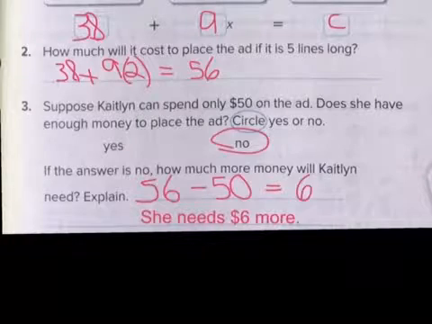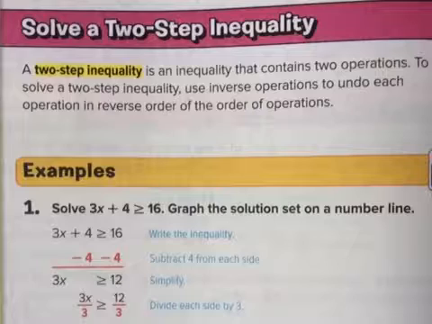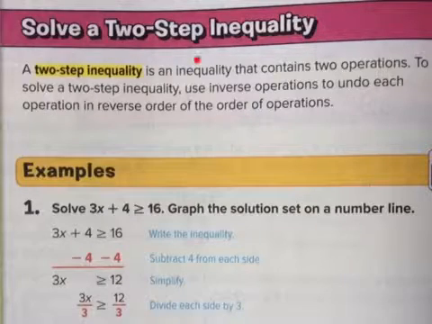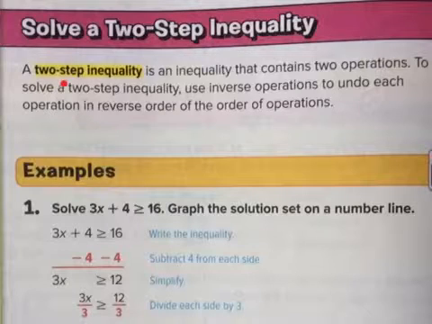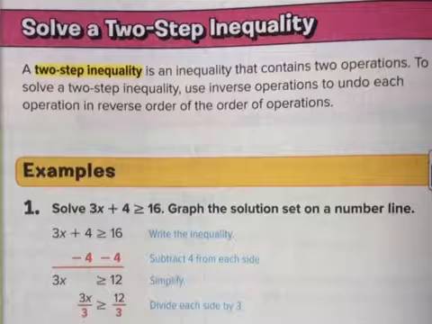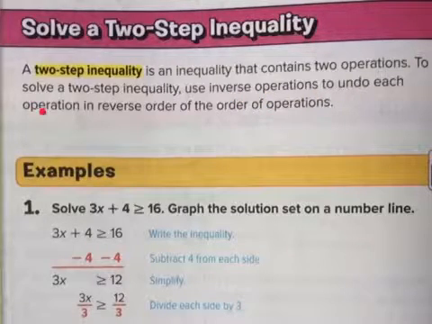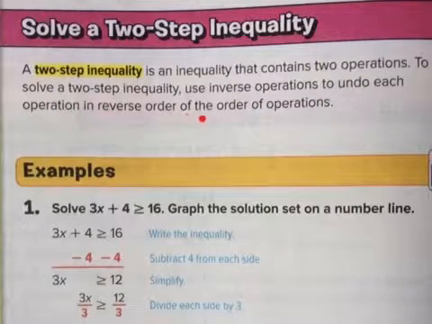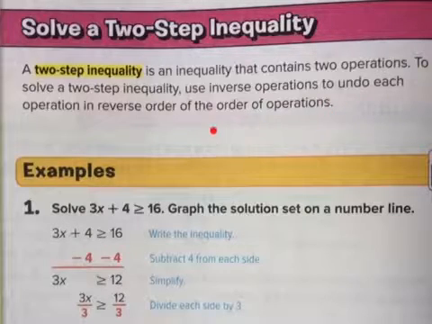Please copy this down. Pause now. So what is a two-step inequality? A two-step inequality is an inequality that contains 2 operations, hence the 2 steps. To solve a two-step inequality, use inverse operations to undo each operation in reverse order of operations, in reverse order of PEMDAS. Let's see here the example.